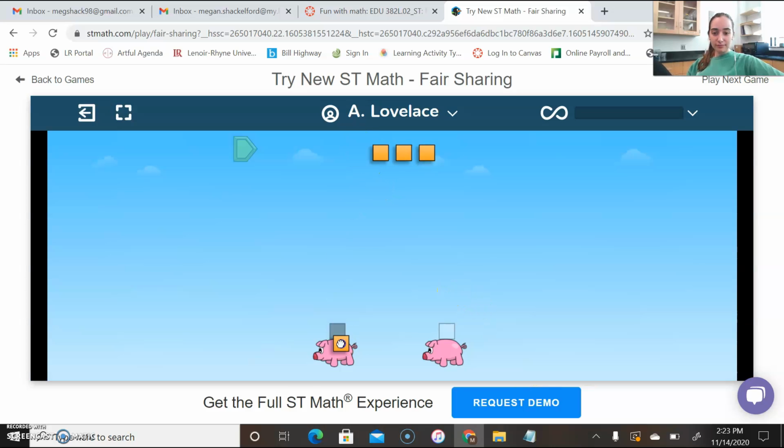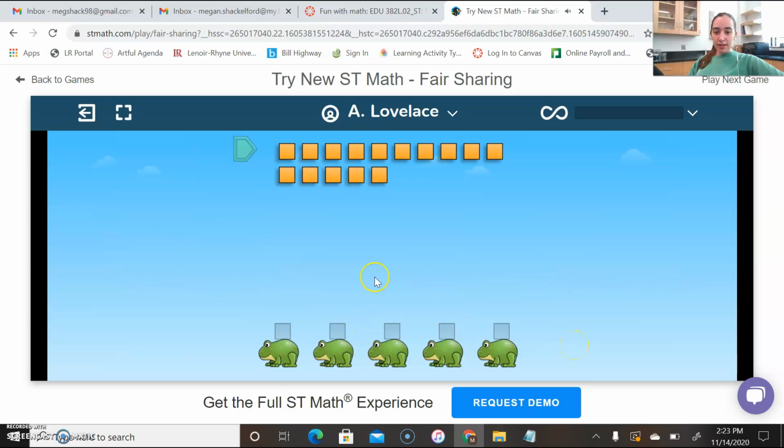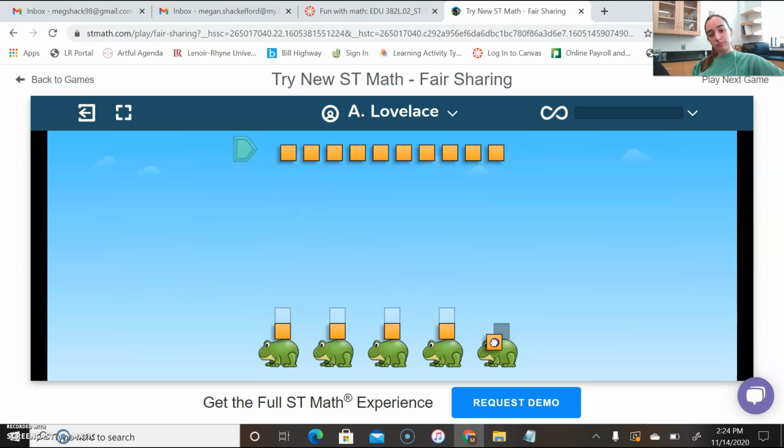Okay, let's see. One for you, one for you. Take this one here, see if that works. We're making a bridge for the little guy. Oh gosh, okay. Everybody gets one. And then go through again, give everybody another one.